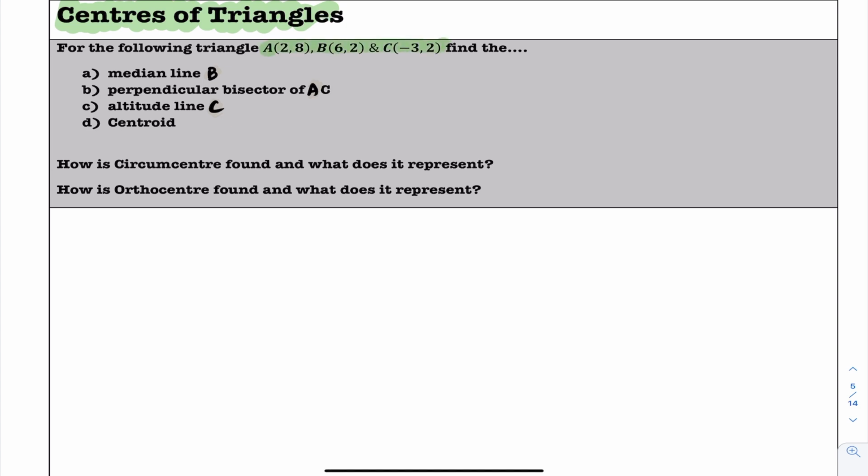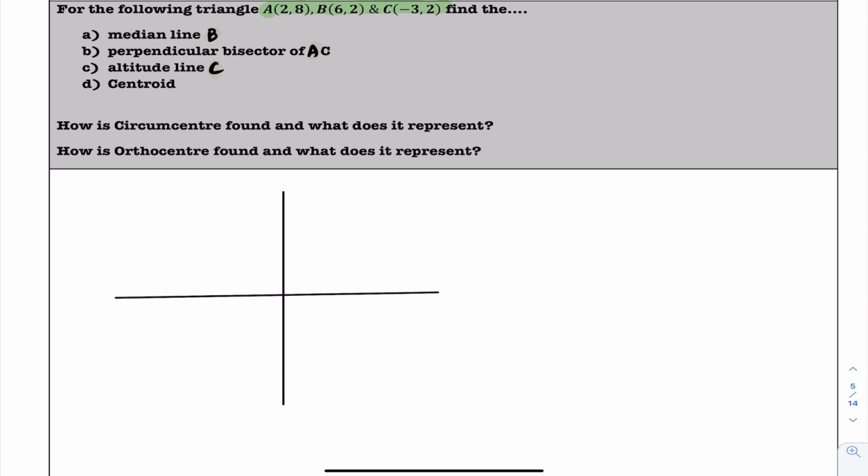Let's go ahead and sketch that first. Point A is going to be 2 and 8. Point B is 6 and 2, so maybe it's right about here. There's point B. And point C is going to be negative 3 and 2. Connect this up. We've got just a rough sketch of our triangle, just so we have some orientation and we kind of know where everything's located.